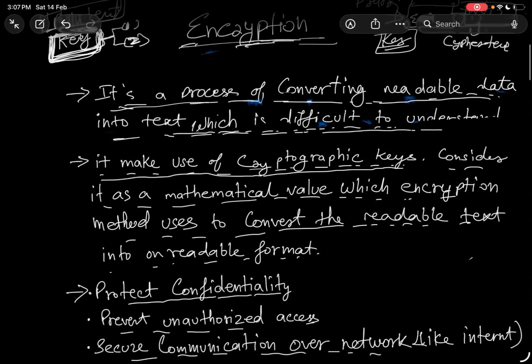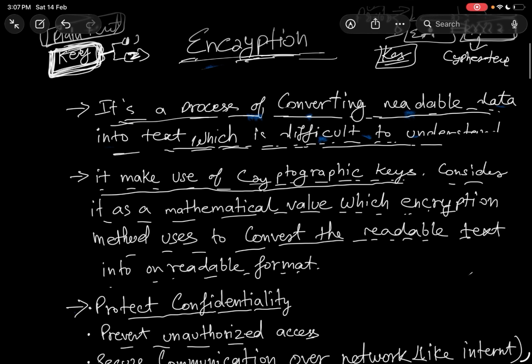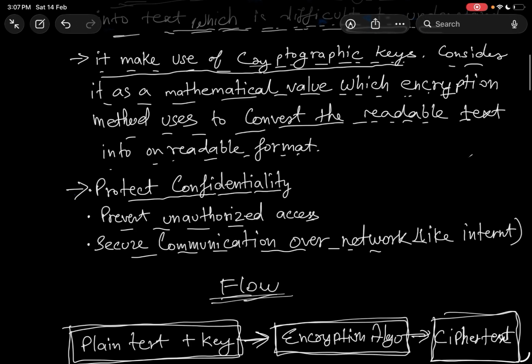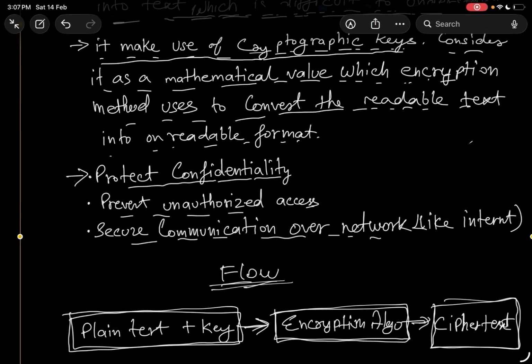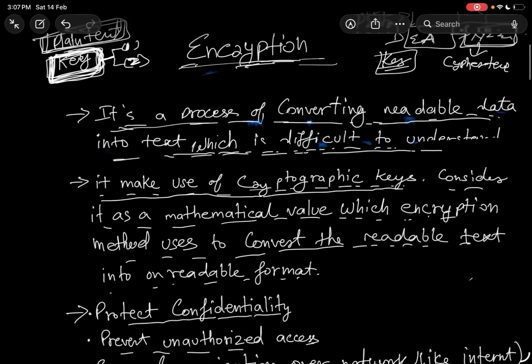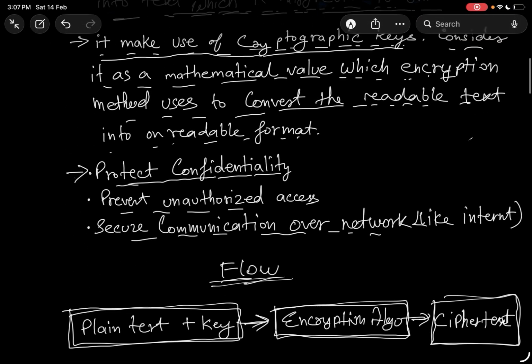Okay. So a key is considered a mathematical value which the encryption method uses to convert the readable data into an unreadable format. Yes, encryption uses a key to encrypt the readable text into unreadable text, that is known as cipher. Now let's see some advantages, and why do we encrypt data? We encrypt the data to protect confidentiality.